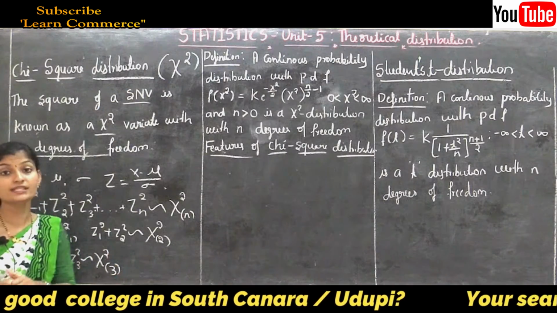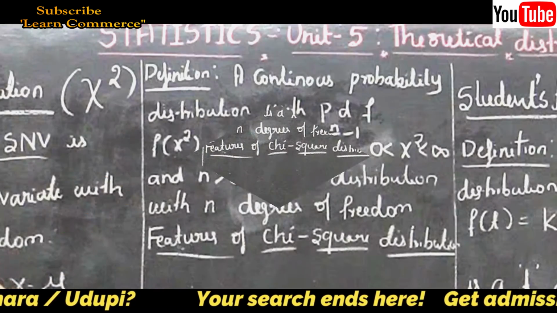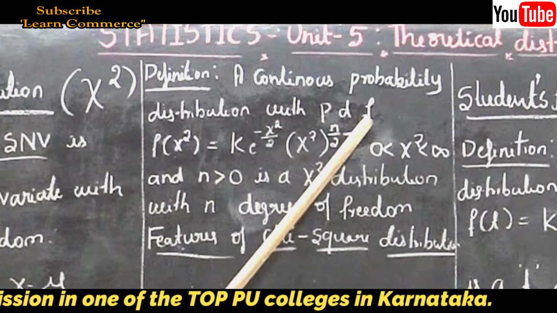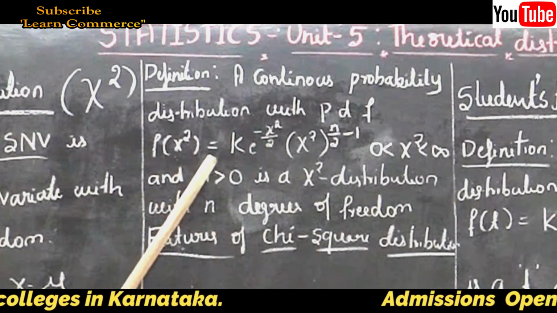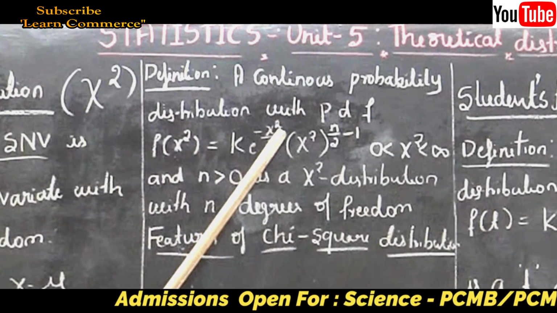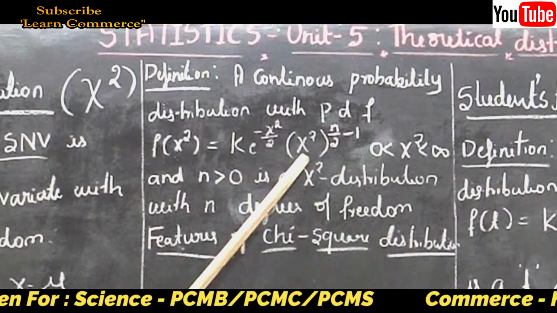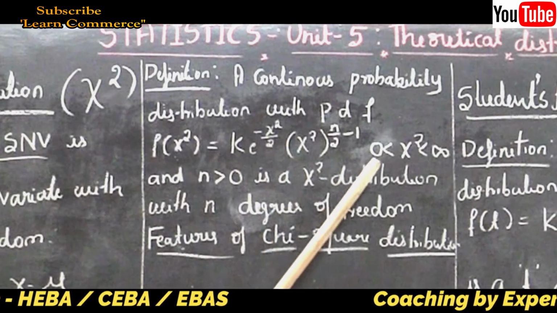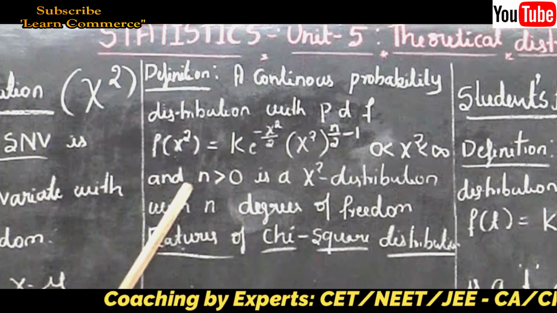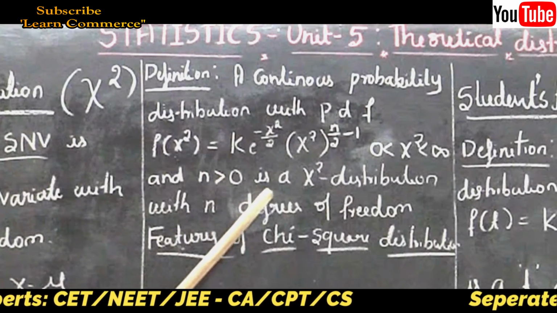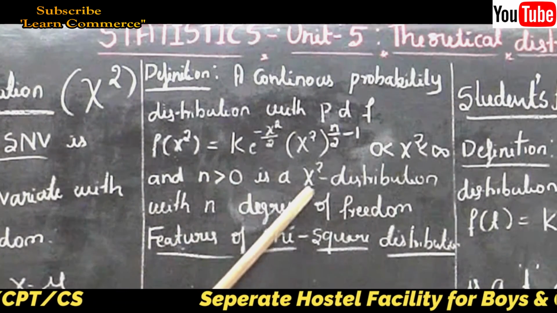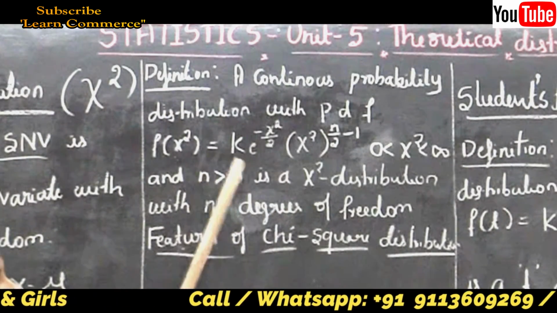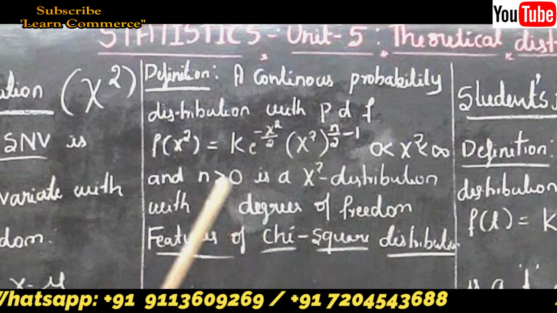Now let us see the definition of chi-square distribution. It is a continuous probability distribution with probability density function f of chi-square equal to k into e to the power minus chi-square divided by 2 into chi-square to the power n by 2 minus 1. The range of chi-square distribution is 0 to infinity. Here n is always positive, that is n greater than 0, a chi-square distribution with n degrees of freedom, and k is a positive constant depending on n.